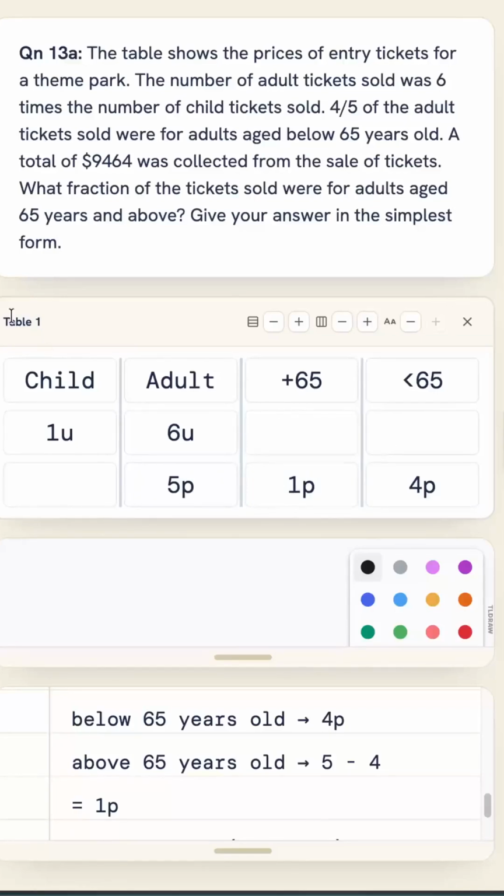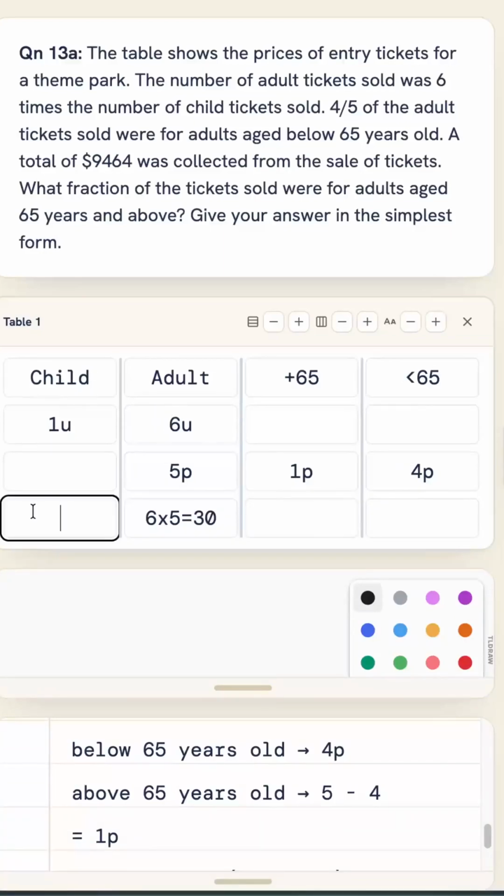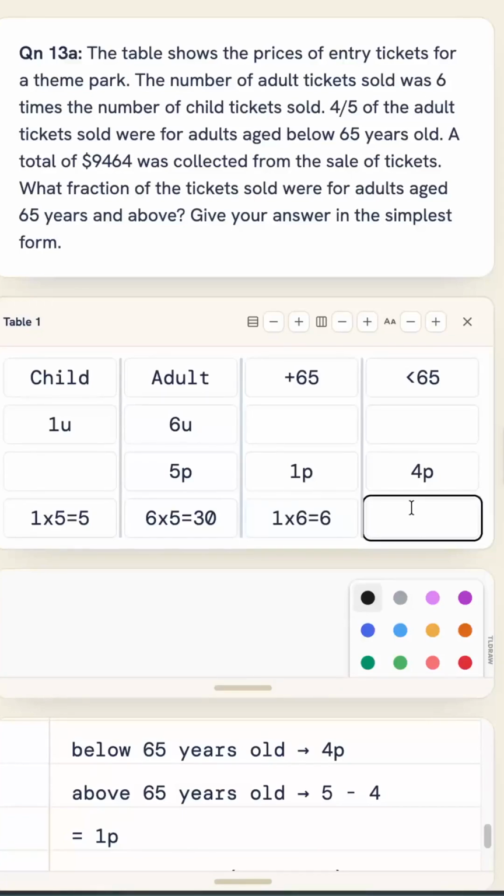Okay, from here, what do you think is the final ratio? So if you were to add another row over here, from 6 units to 5 parts, then we need to find the lowest common multiple, which in this case is 6 times 5, which is 30. That means the child is 1 times 5, which is 5. And then for the adult that is above 65, we will times 6, which is 6. And then this is 4 times 6, which is 24.